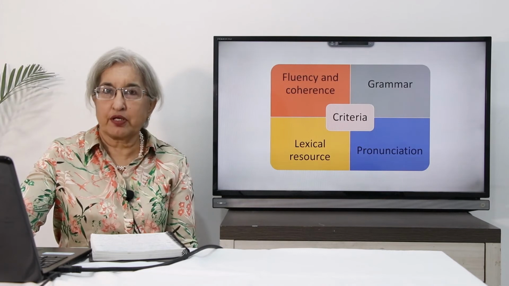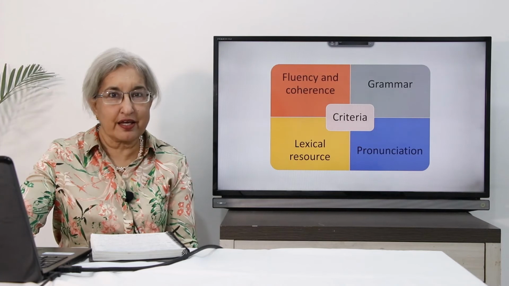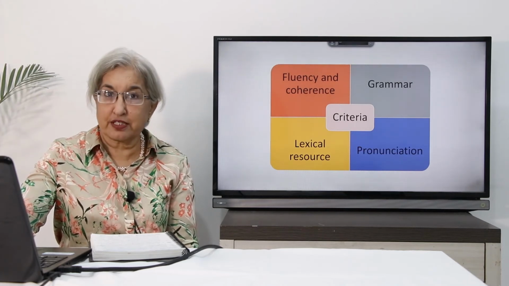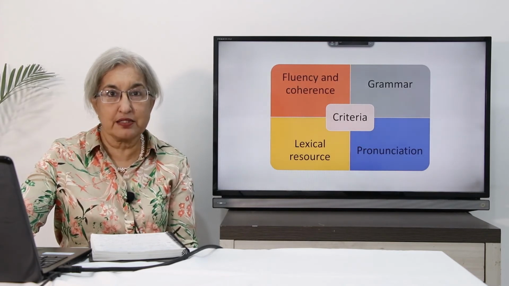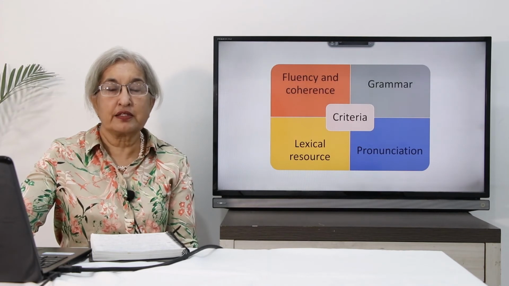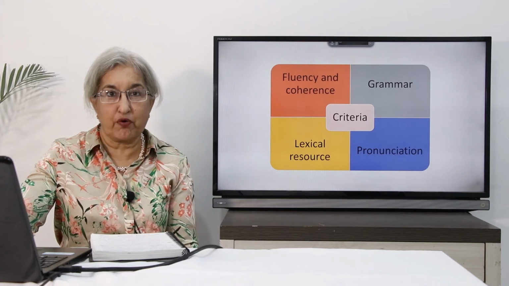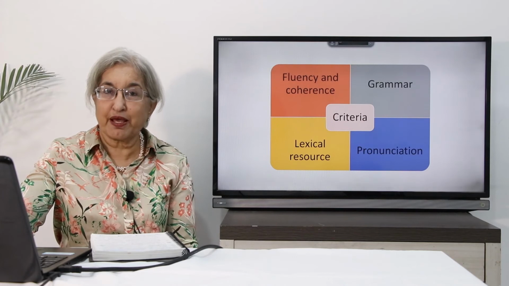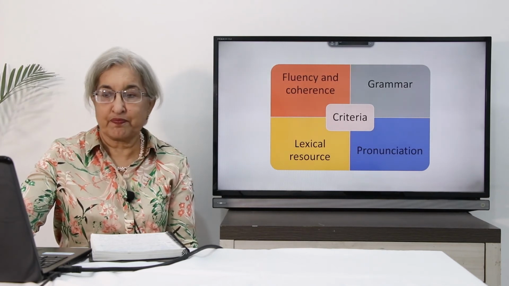Then we come to grammar. Grammar is as important in speaking as it is in writing. By grammar, we mean the correct use of tenses. For instance, if you are describing past events, then correct use of the past tense, and if it is present events, then correct use of modals and of present tense forms of the verb. Try to use full sentences, and try to make your sentences as complex as you can.